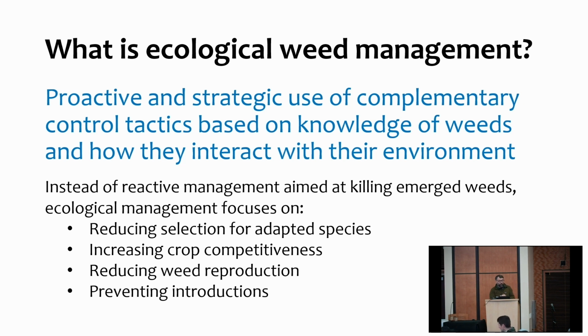I also like to contrast this with reactive management. Typically, traditional weed management and weed control is reactive, right? You have weed seedlings coming up and you're going out and trying to kill them. Instead, what we're trying to do is reduce selection for adapted species. Think about weed community assembly: why are the weeds there that are there? Increase crop competitiveness, so you want to increase the relative competitive ability of your crop against those weeds. You can reduce weed seed production, and weed propagule production if you're talking about perennials, so reducing weed reproduction. And then preventing introductions. Prevention is a big part of ecological weed management, and it's a big tenet in organic agriculture. Prevention goes a long way, so that's a big part of the strategy here.